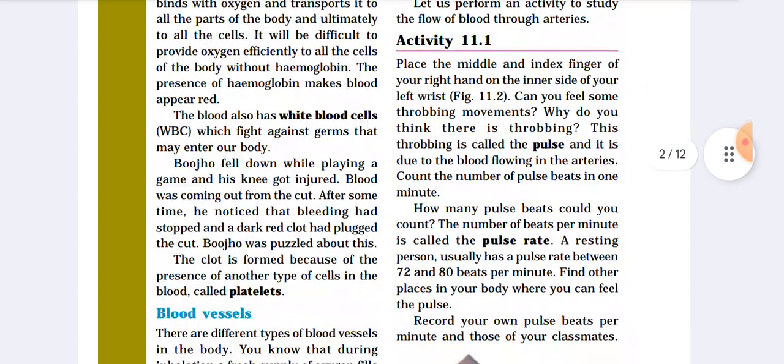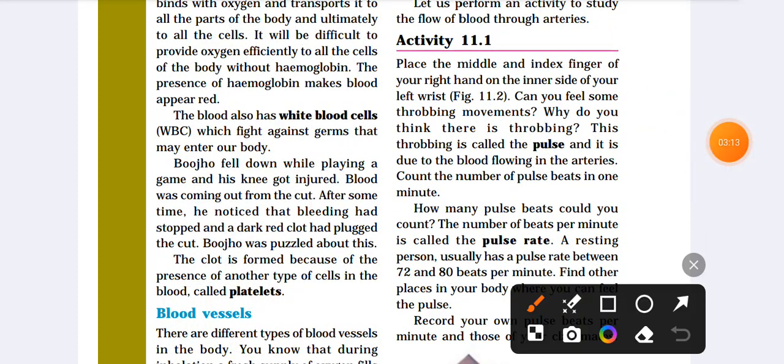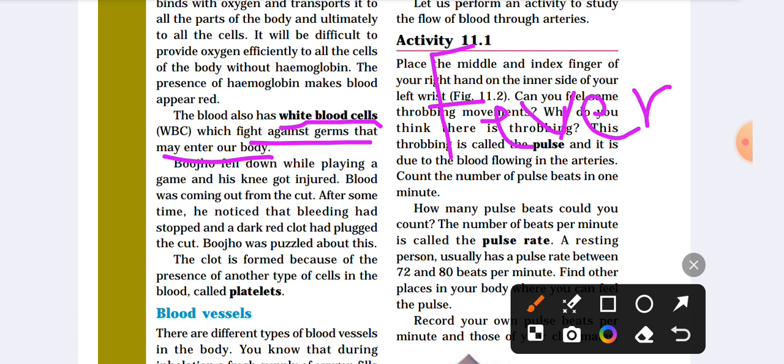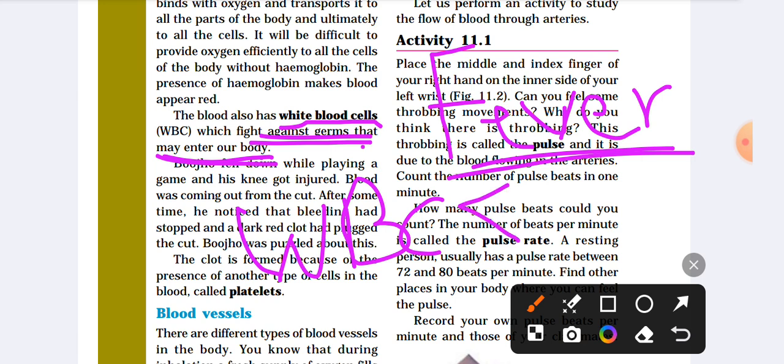Now, what are white blood cells? White blood cells are white in color as their name suggests. White blood cells हमारे शरीर में एंटर किए हुए जर्म से लड़ते हैं, which fight against the germs that may enter our body. And when we get fever, जब भी आपको बुखार आता है, then your WBC are smaller than the amount of germs that may enter our body.